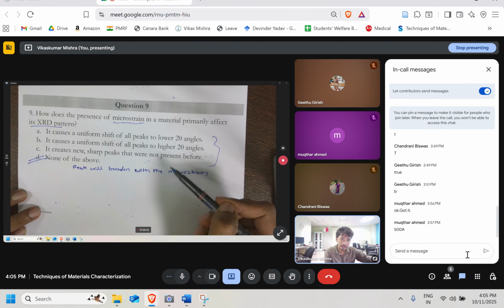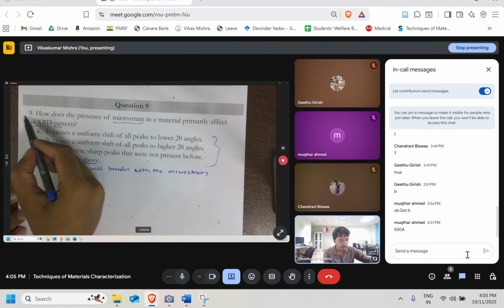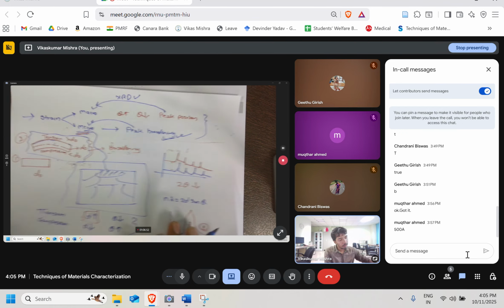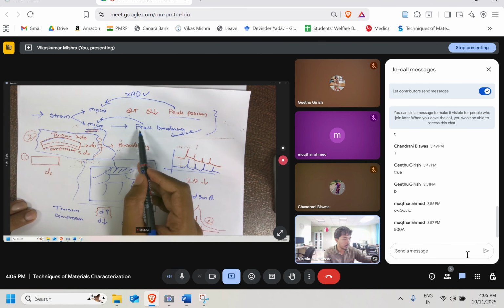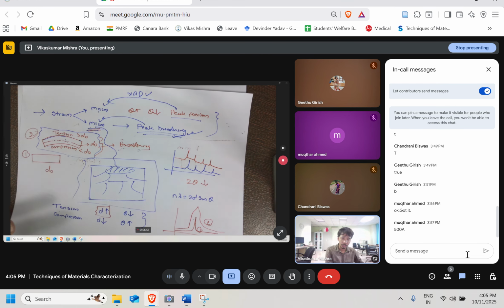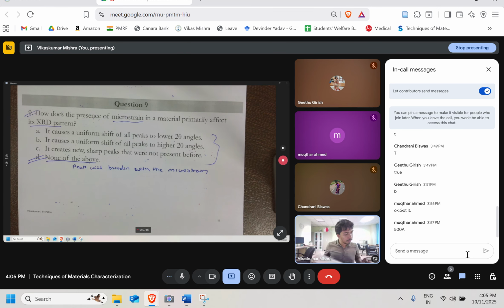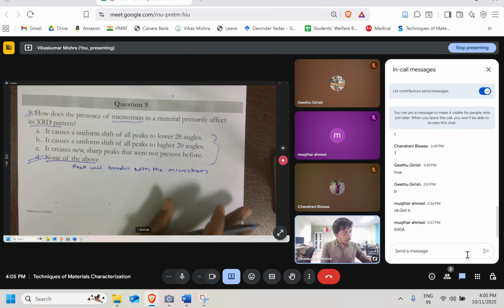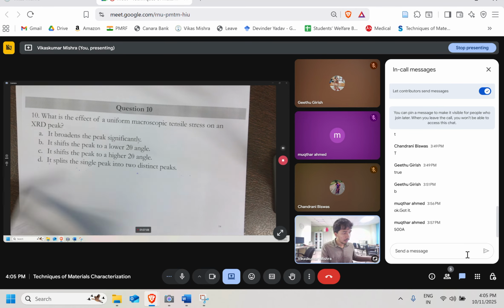So the question was easy. It's only due to the way I designed the answers. Little complicated, but if you know what macro is going to do, it is going to change the peak position, and what micro is going to do, it is going to affect the peak broadening. If you know this part, you can answer it. Very good. Any doubt in question number 9, guys? Since there is none, let's move to the next part.